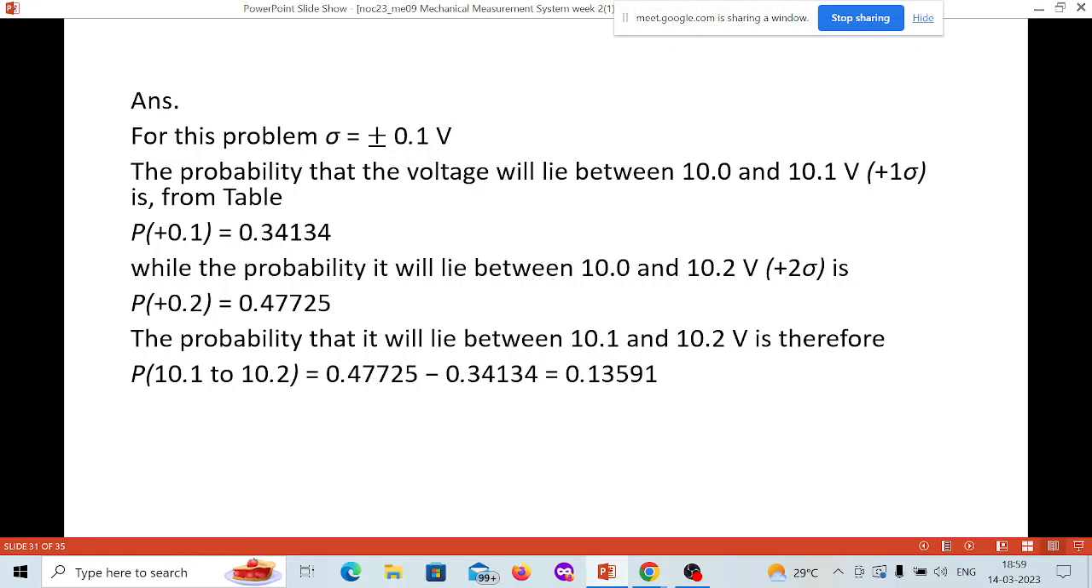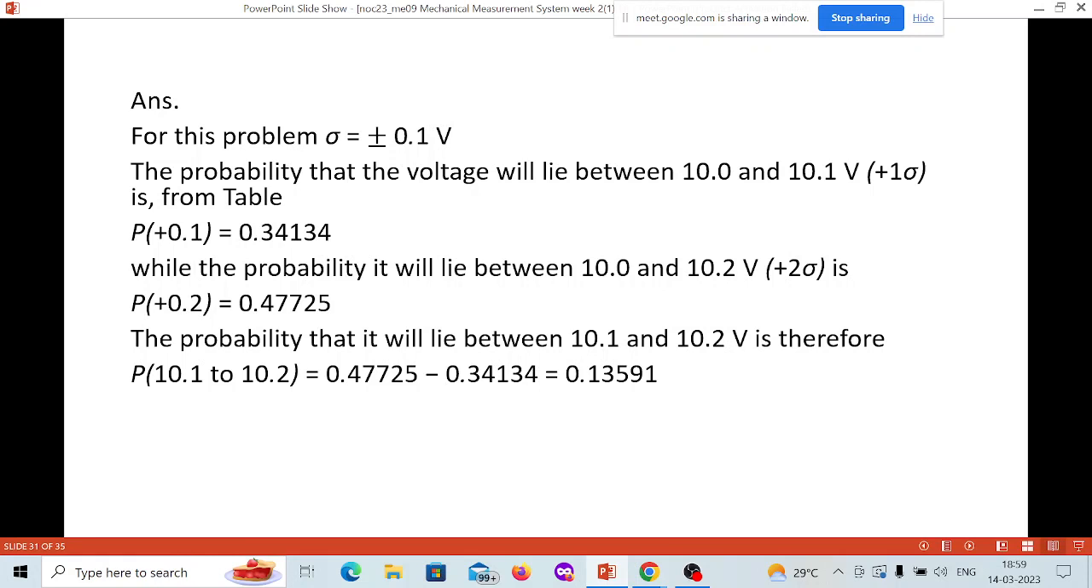This probability gives you the area from 10 to 10.1 in the bell curve. 10 is the mean, and 10.1 is the interval. So from 10 to 10.1, the area under the bell curve gives you the probability, which is 0.34134. And you have another area, or probability, between 10 and 10.2, which is 0.47725.